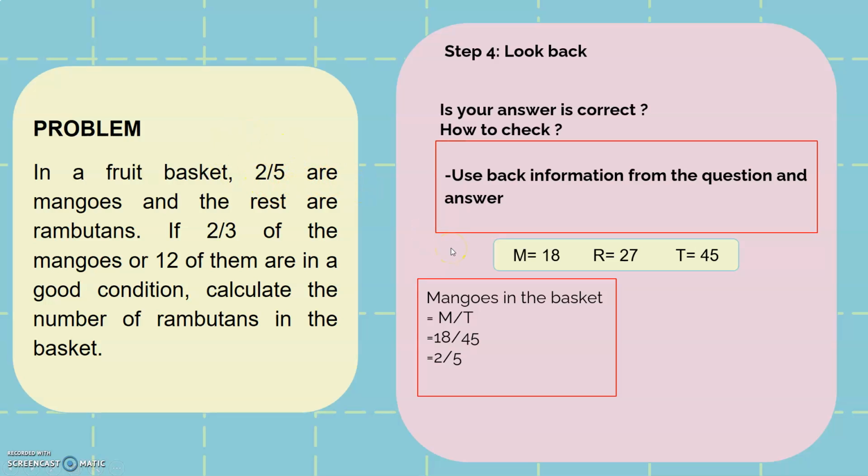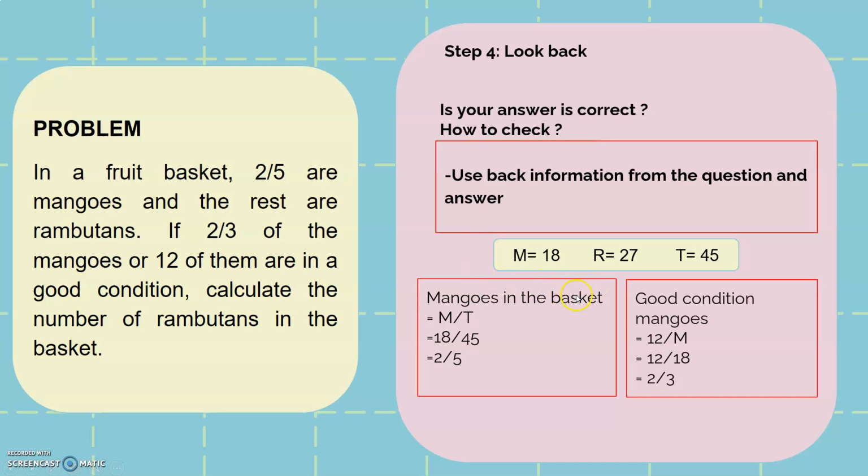They check the second information, which is the fraction for the good condition mangoes. They know that good condition mangoes is 12 over the total number of mangoes, which is 18, and the simplest fraction for this is 2/3. So this information is the same as the problem given. They know that it is the same, so it proves that their answer is correct.